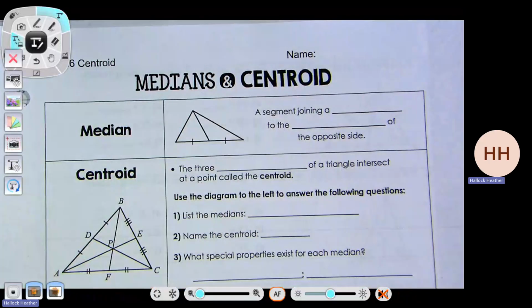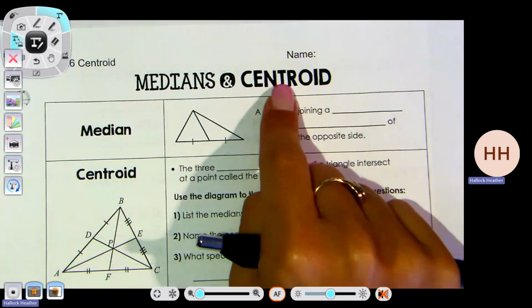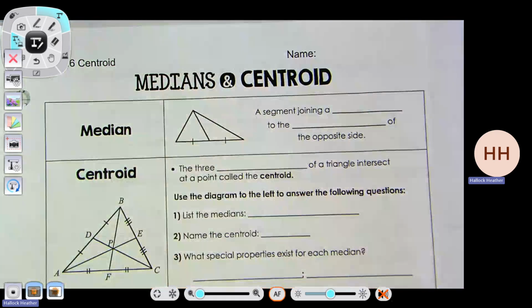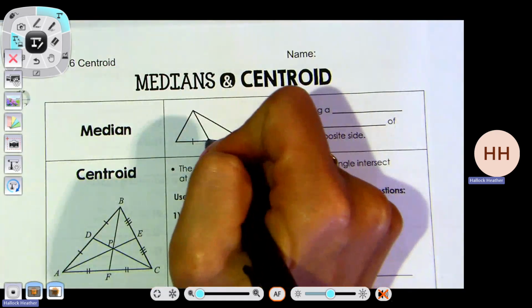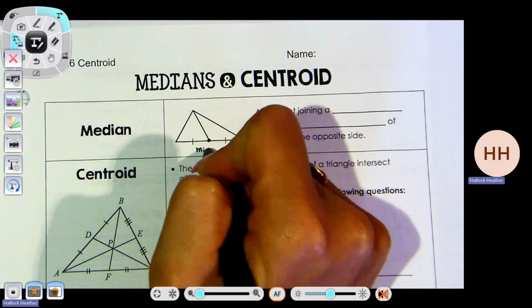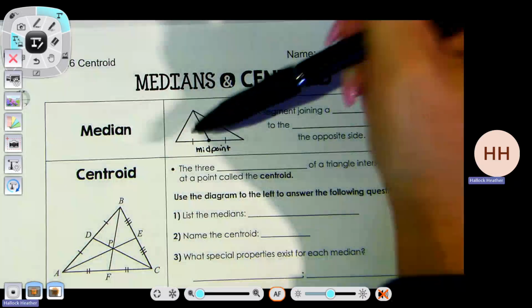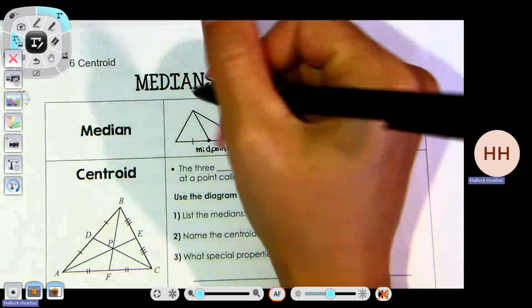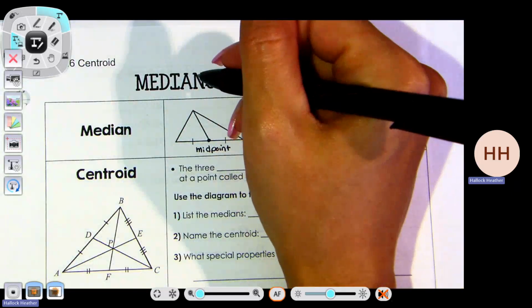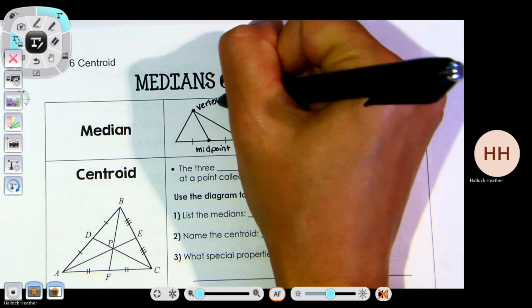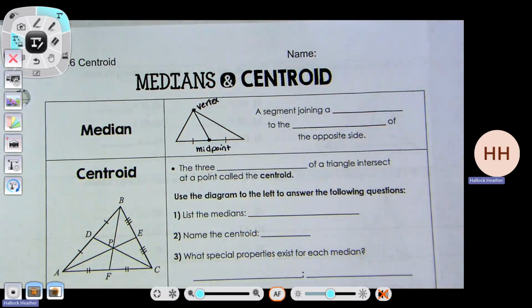Circumcenters are created by perpendicular bisectors. Incenters are created by angle bisectors. So centroids are technically created by medians. A median is technically a midpoint. It's a line that connects a midpoint to its opposite vertex. So right here would be like your vertex. So it connects a vertex to its opposite midpoint.